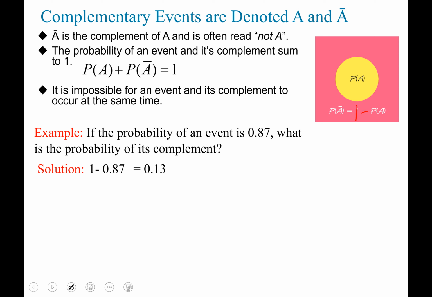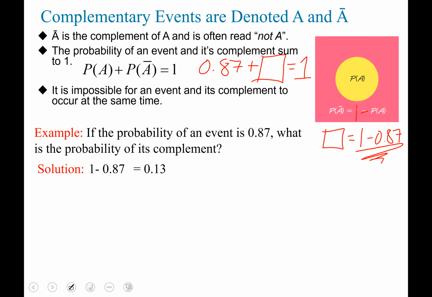There are two main ways people go about this. Some of us see the 0.87 and think to ourselves, what else do we need to add to get to a total of 1? And that would be 0.13. Or some of us think, what will the complement be if we take 1 minus 0.87? Both ways are correct, just two different ways that people see it. If you're using your calculator, you'll often use 1 minus 0.87.